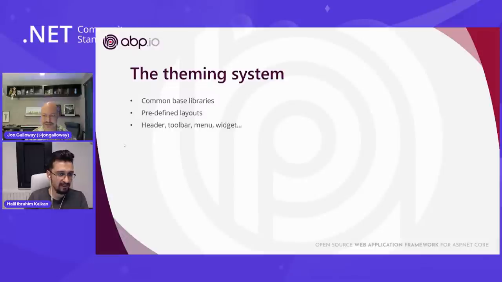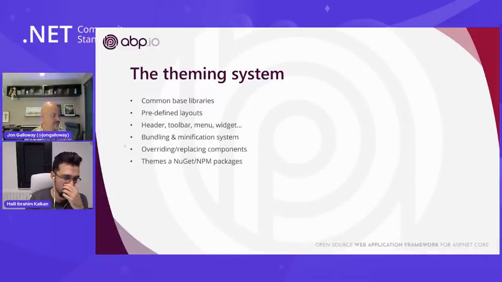It also provides a theming system. I want to go faster. The theming system is important because we are creating a modular system, and a module developer should not know about the theme, because every application can select another UI theme. This is the most customized part of an application, you know. So we have created a theming system which defines layouts and common libraries that all the themes depend on. We have created header, toolbar, and menu widget systems, bundling and minification systems. We have thought about the theming system a lot and created a standard theming system.